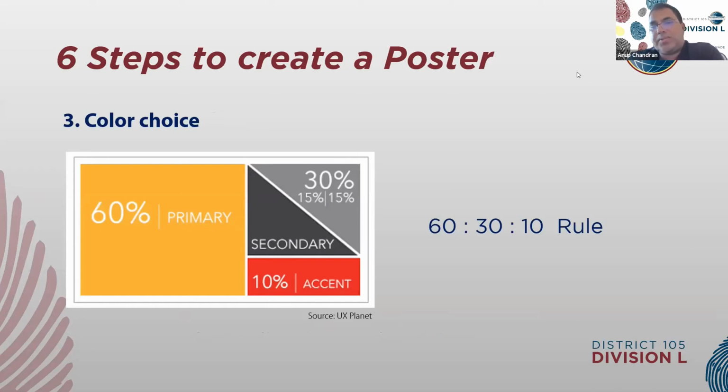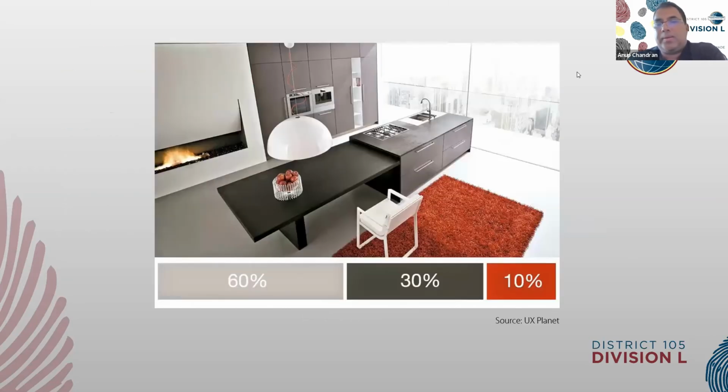Then comes the color choice, the third step. You need to think about what colors you're going to use in the poster. If you look at effective posters or InDesign, you will have a primary color, you will have a secondary color, and then you will have an accent color to focus certain attention. So you need to have this kind of ratio in mind. This is an interior design. If you look at this, you see that it is very aesthetic because the colors are in the right proportion.